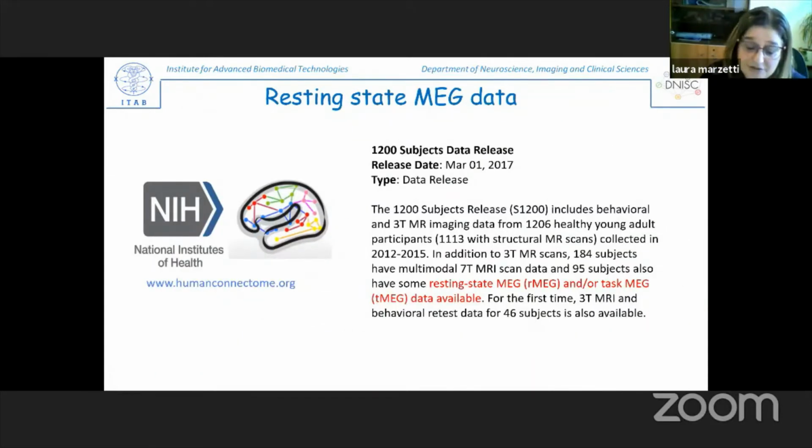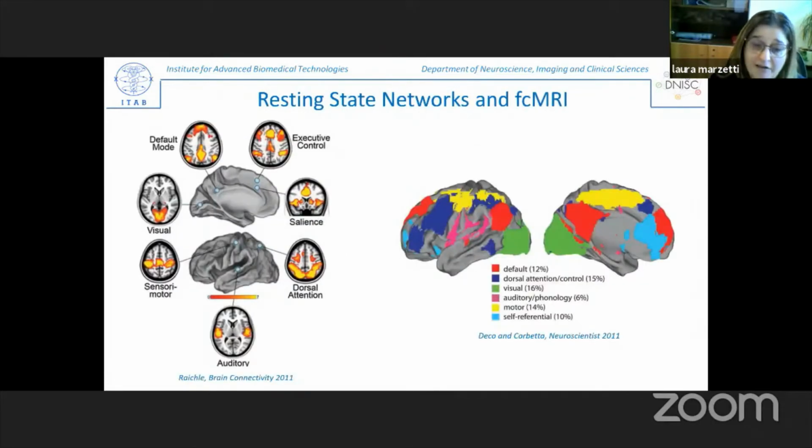For the applications, we started with the data from the Human Connectome Project, the MEG ones, which include quite a nice number of subjects doing resting state. I recall here the idea that comes from fMRI: if we have resting state, we should have something that resembles these kinds of networks, at least at some specific frequencies that we can sample with our MEG or EEG.